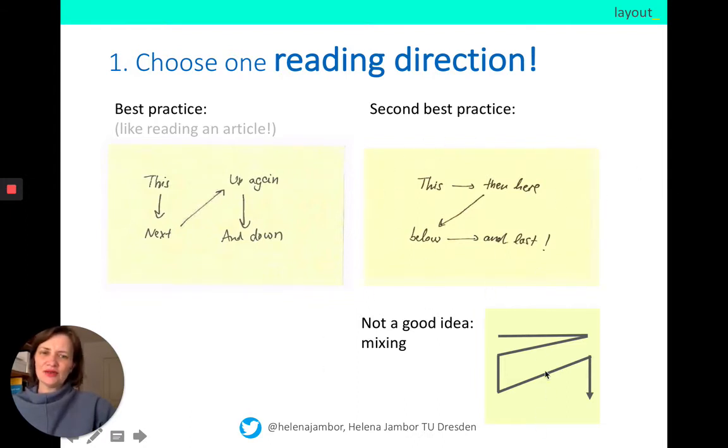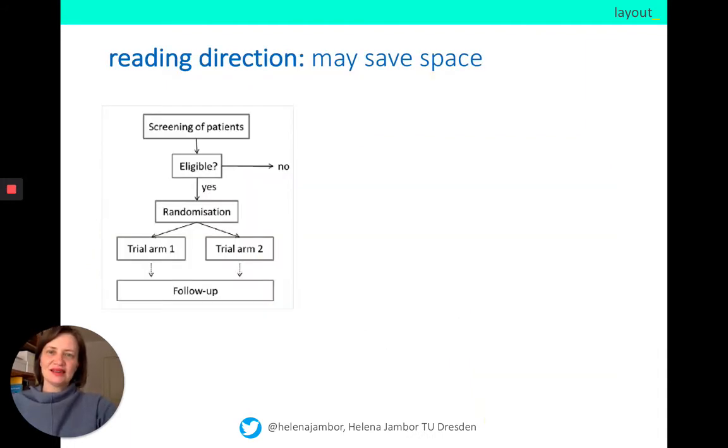What is never really a good idea is to mix the two, to start out with a row layout and then enter into a column layout. This is most of the time quite confusing and works only really well if you have design experience, maybe. The reading direction is also sometimes critical because the decision early on may save you some space.